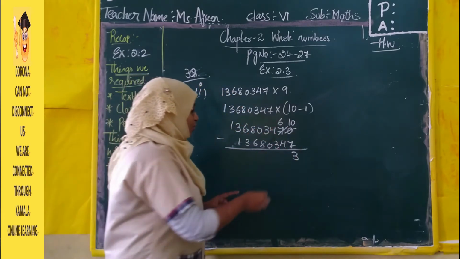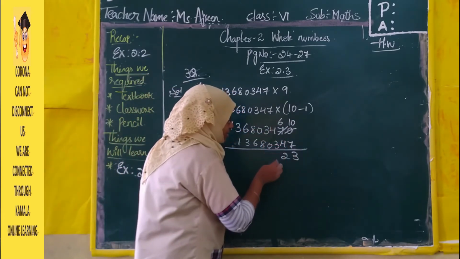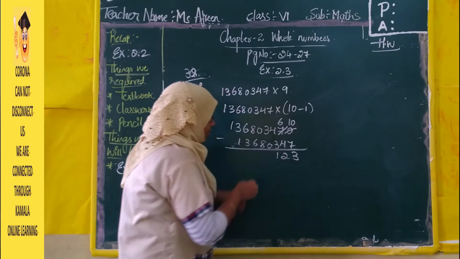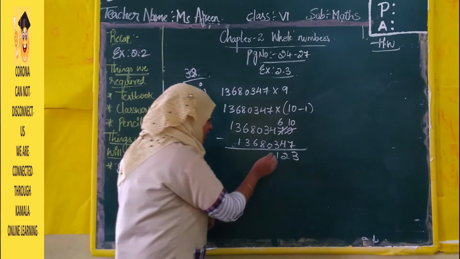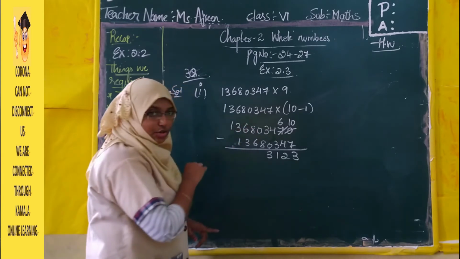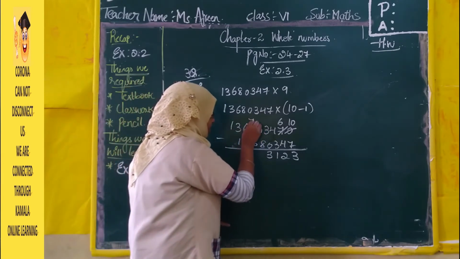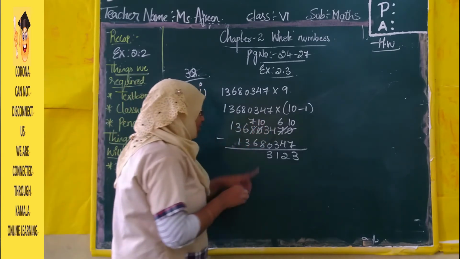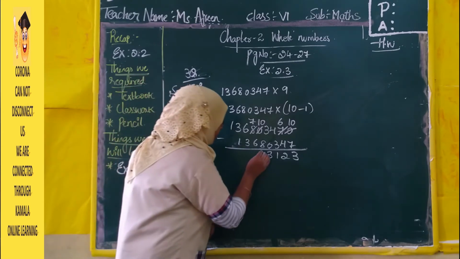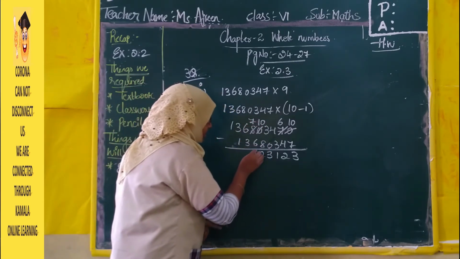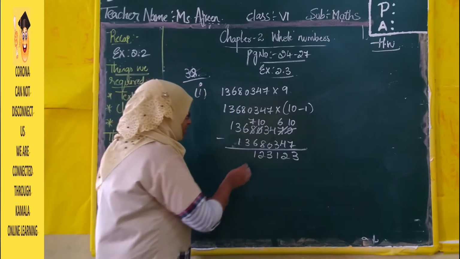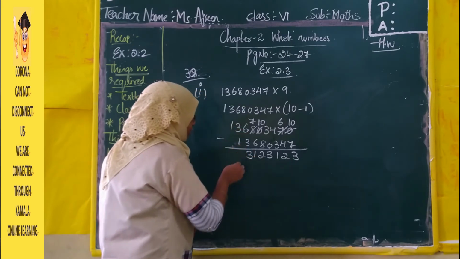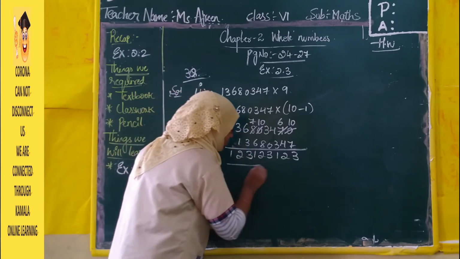6 minus 4, that is 2. 4 minus 3 from 4 is 1. 3 minus 0, 3. We cannot subtract 8 from 0. Again we will borrow from here. This is 7. This is 10. 10 minus 8, 2. 7 minus 6, 1. 6 minus 3, 3. 3 minus 1, 2. 1. So this is our answer.